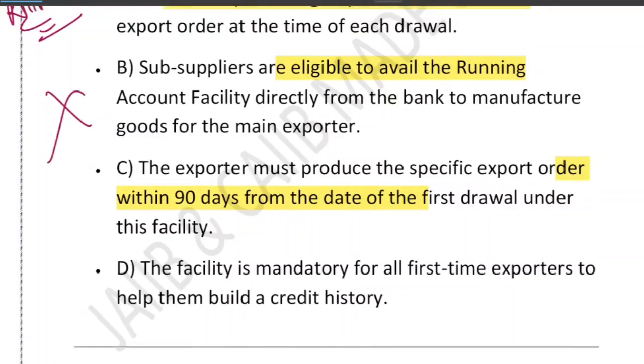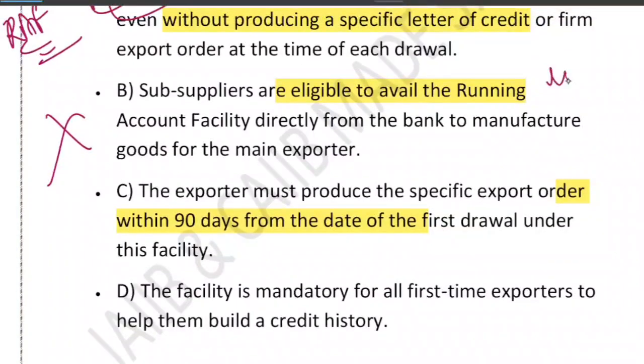They can only get normal packing credit against inland LC. So they have to produce inland LC or purchase order from the main exporter. Then only they will get this facility called packing credit facility.